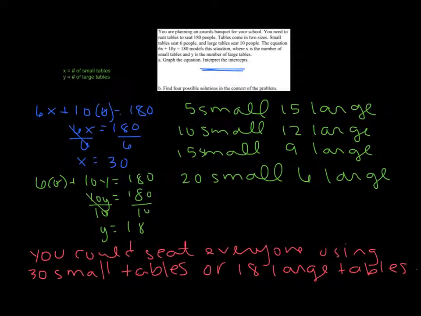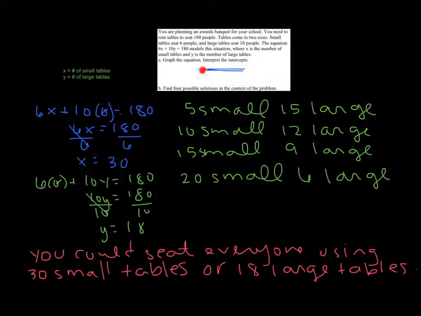Okay, so for this problem, the first thing that I did is I calculated my intercepts. I found my x-intercept by subbing in 0 for y, solving for x, and I found out that my x-intercept occurs at 30. Then I did the same thing for the y-intercept, only I subbed in a 0 for x and solved, and I found out that y would be equal to 18.